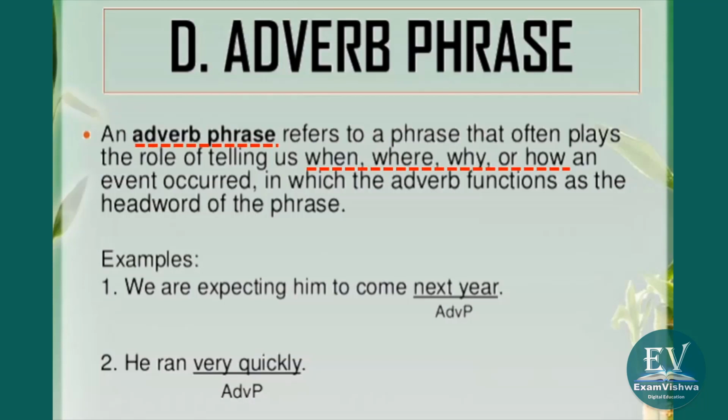Look at the examples here. We are expecting him to come next year. Here, to come is the infinitive, and expecting is the verb. But when are you expecting him to come? Next year. He ran. Ran here is the verb. How did he run? In what manner? Very quickly. So that is the adverb phrase.